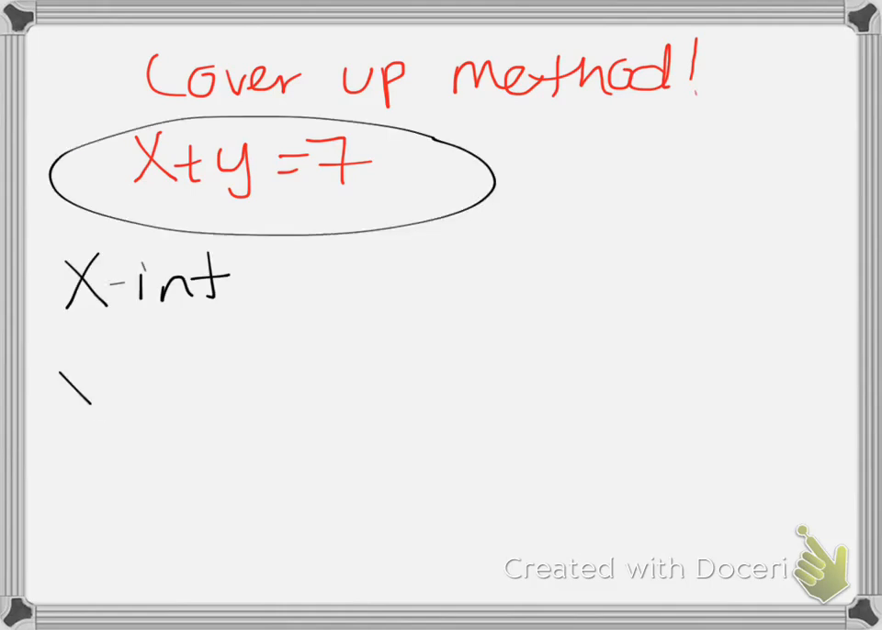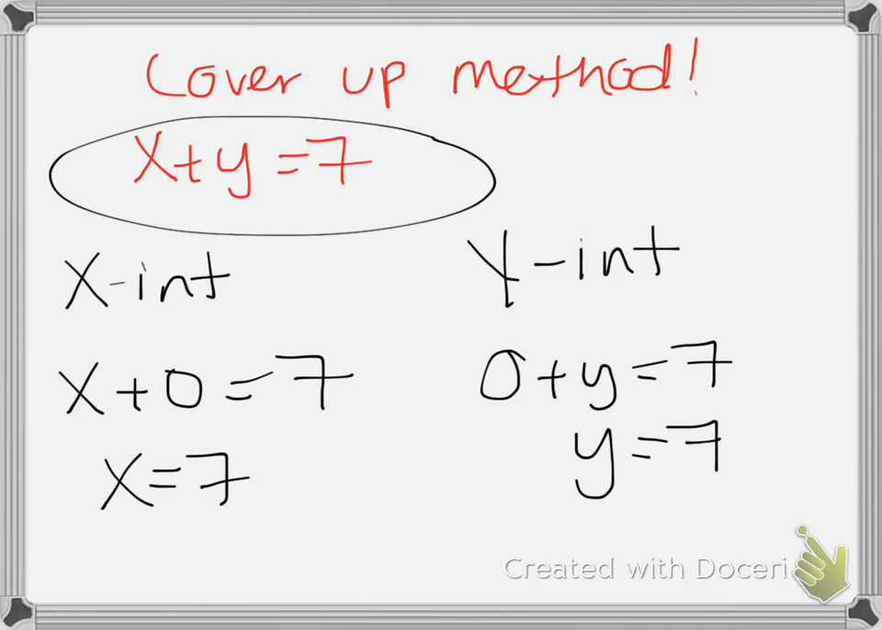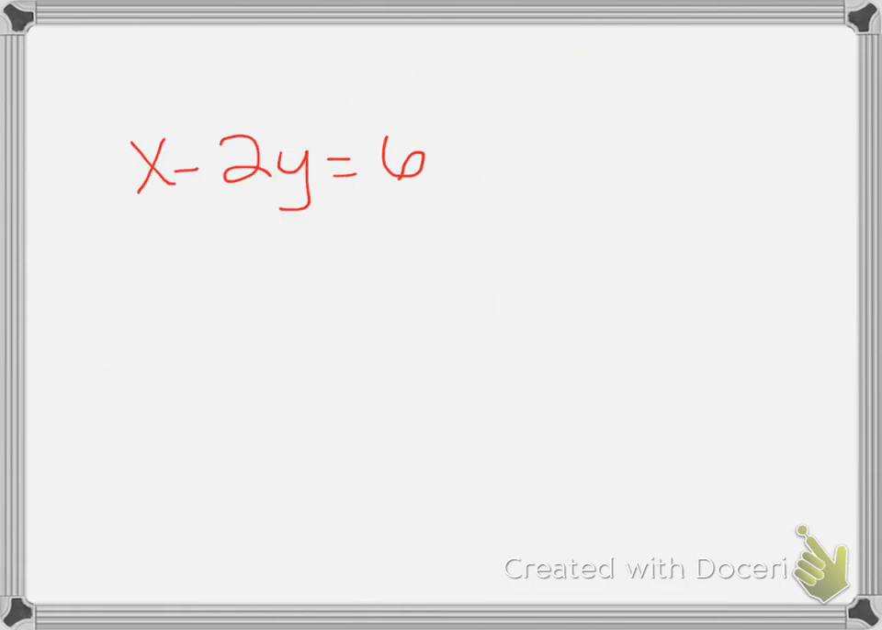So to find the intercepts for this, if I'm trying to find my x-intercept, I need to get rid of my y, so I put 0 in for y. So my x-intercept is at 7. To find my y-intercept, I need to get rid of that x, so I'm going to put 0 in for x. So my y-intercept is at 7. We could also do a cover-up method, which is the same thing, so I'm going to talk about that on the next slide.